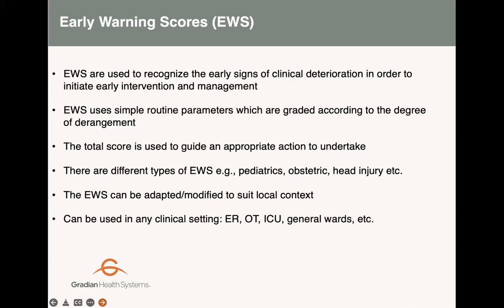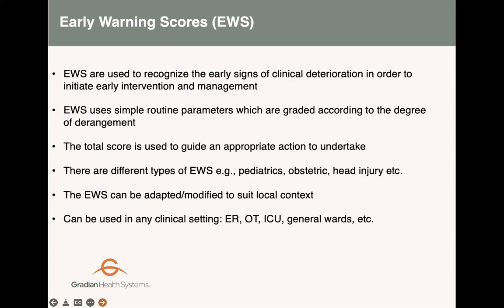So there are different types of early warning scoring systems in adults, and in pediatrics there is the pediatric early warning score. In obstetrics, there is a modified obstetric early warning system. Likewise, in traumatic injury, there are many early warning signs that help us to know which patients are at very high risk of clinical deterioration or are critically ill.